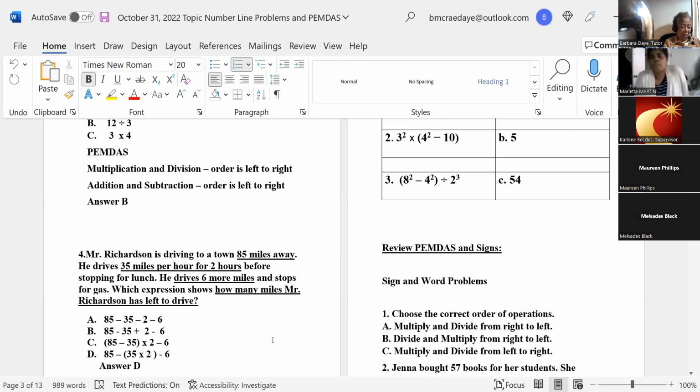76 subtracted from 85. That's why you subtract, Mercedes, because the question was, which expression shows how many miles Mr. Richardson has left to drive? So what I was asking, maybe I was wrong. Why subtract 6 instead of 76 from 85? Because you don't see that here. You've got to pick the one that matches what you were doing. If you multiply 2 times 35 and get 70, add 6, you get 76, right?